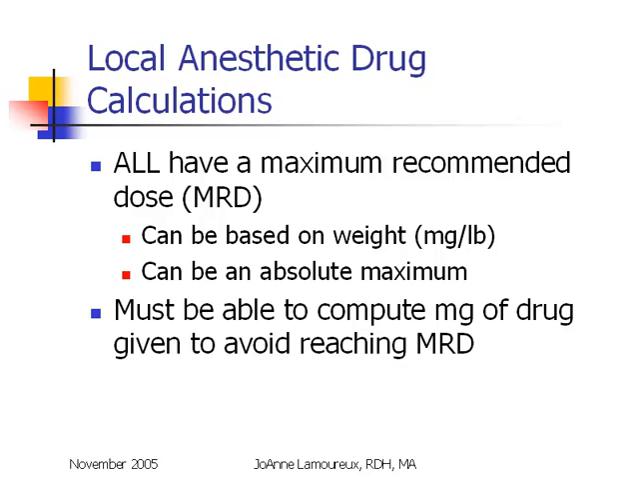So here we go, local anesthetic drug calculations. How do we figure out how much we have given the patient? Well, all local anesthetics and all vasoconstrictors have what is called a maximum recommended dosage. This MRD can be based either on the patient's weight, we can give them so many milligrams for each pound that they weigh, or it can be based on an absolute maximum. So we have to be able to compute the milligrams of drug that we give to our patients in order to avoid giving them more than this maximum recommended dosage. If you look at page 58 of your textbook on table 4.4, you will see the maximum recommended dosages of currently available local anesthetics used in dentistry.